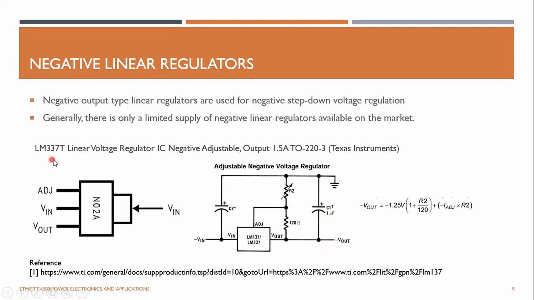The LM337 is a negative adjustable type linear regulator from Texas Instruments, which can provide you 1.5 amps of current at the output.